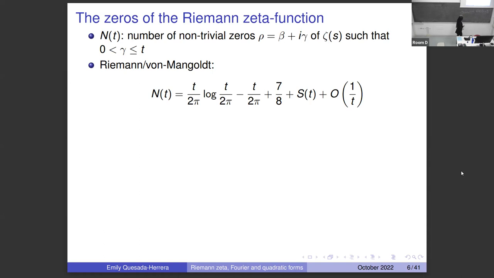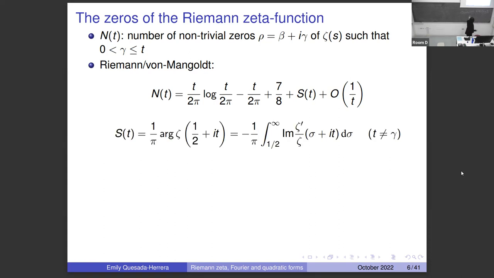So we are counting something discrete, the zeros of the function, so it's going to have a lot of discontinuities, but the first part is continuous. So this means that all of the interesting parts of the discontinuities are going to happen in the function S of t. So if we really want to understand the distribution of the zeros, we want to understand the function S. This function S is defined in this way. It is the argument of the Riemann zeta function on the critical line. It can be defined in terms of the logarithmic derivative, for example, and satisfies some bounds. It is small, and its integral is also small.